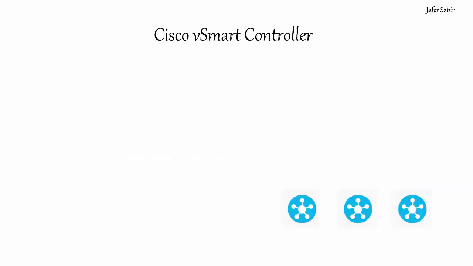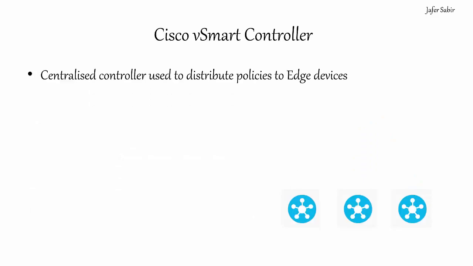The next component we will discuss is the vSmart controllers. vSmart controllers sit within the control plane, and its main role is distributing policies to the WAN Edge devices. You can distribute policies to the Edge devices such as application, security and QoS policies, and vSmart informs all of the Edge routers where the other devices are and pushes VPN configuration to the Edge devices.